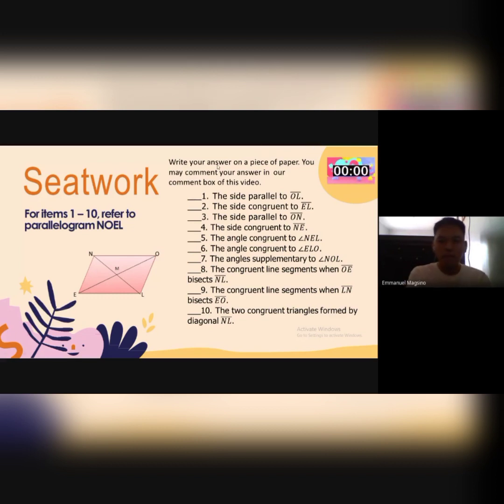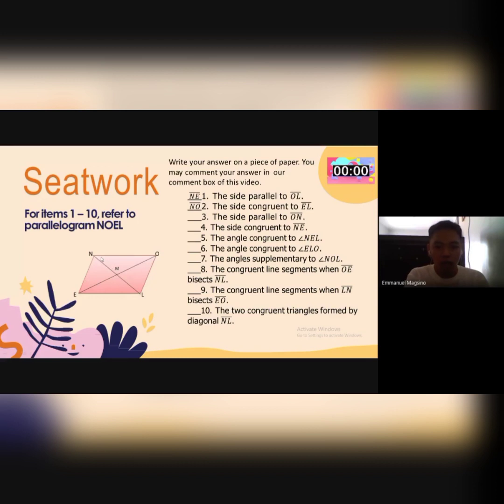Okay, time is up. So let us answer our seat work. From number 1, the side parallel to OL. So nasan yung ating line segment OL? So ito yon OL. So saan siya parallel? So yan yon line segment NE. Ito po. Next, number 2, the side congruent to EL. So ito yon. So line segment NO. Ito po.